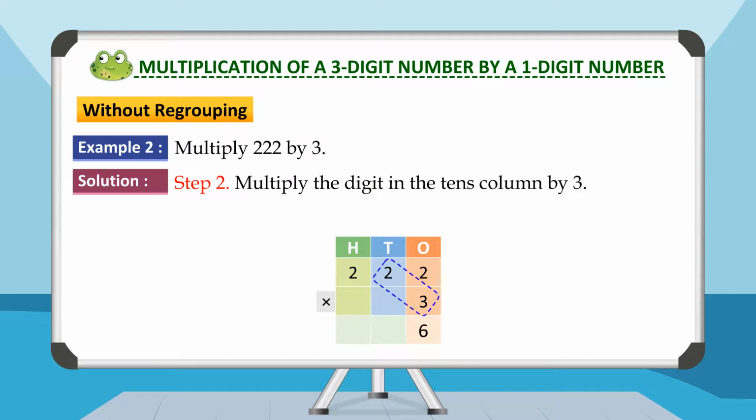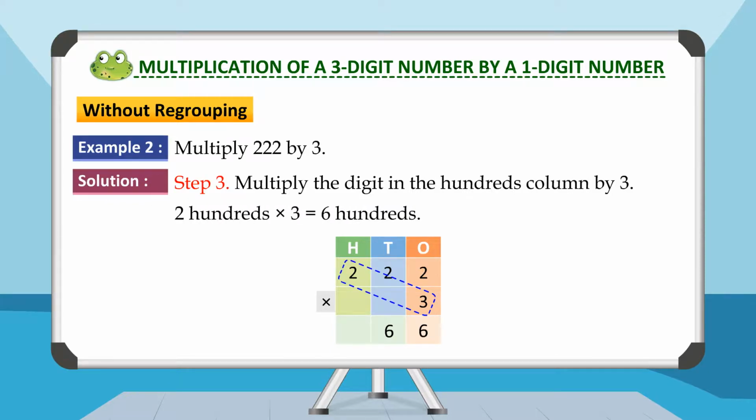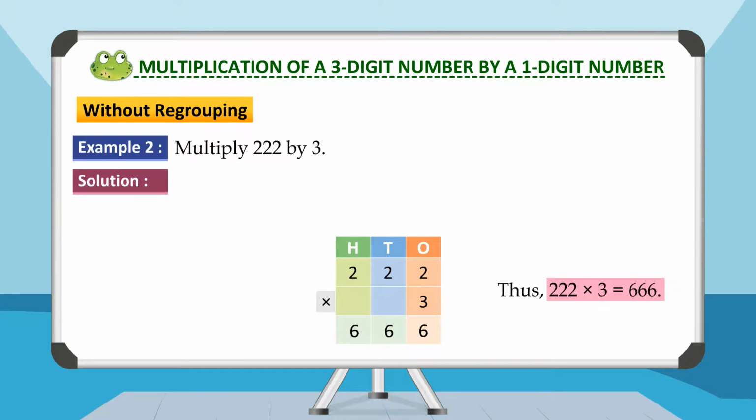Step 2. Multiply the digit in the tens column by 3. 2 tens × 3 is equal to 6 tens. Write 6 in the tens column. Step 3. Multiply the digit in the hundreds column by 3. 2 hundreds × 3 is equal to 6 hundreds. Write 6 in the hundreds column. Thus, 222 × 3 is equal to 666.